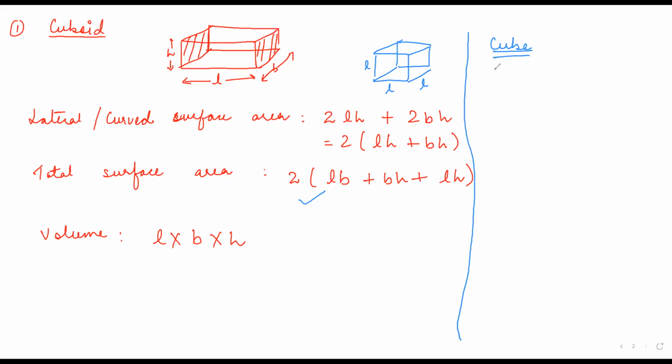So what will the lateral surface area become? Okay, just convert it here. 2 into, H is also L. So L square plus this is also L square. So that becomes 4L square. Clear? So the formula is 4L square because everything is L, right? Yes, ma'am.